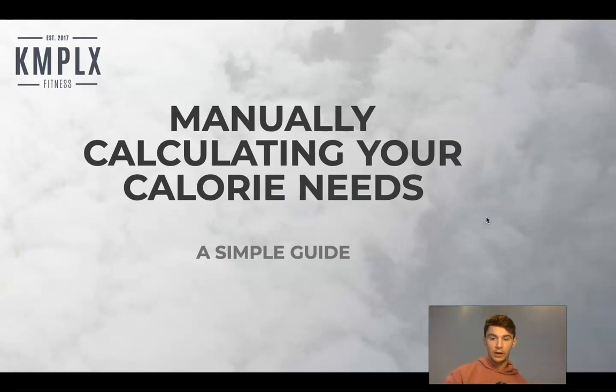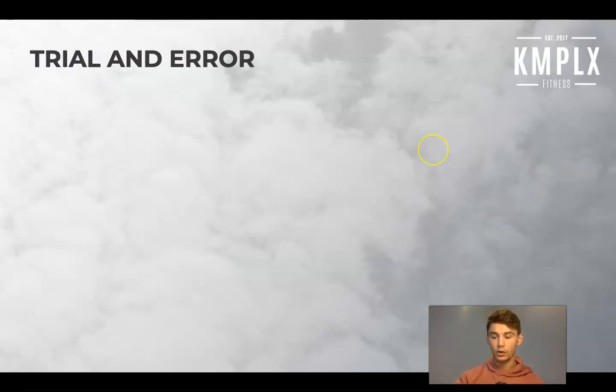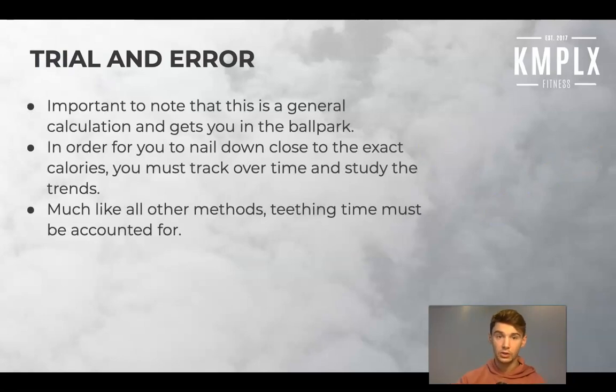So before we get going, one second, I click onto the next slide. We're going to talk about the trial and error component. It's important to note that this is a general calculation, and all it does is get you within the ballpark. In order for you to nail down close to the exact calories, you must track over time and study the trends. Much like all other methods, teething time must be accounted for. For example, if you're going to track your food and really nail down your calories, and that's all you're going off, maybe taking a few photos or checking your weight here and there, it's not going to be accurate enough.